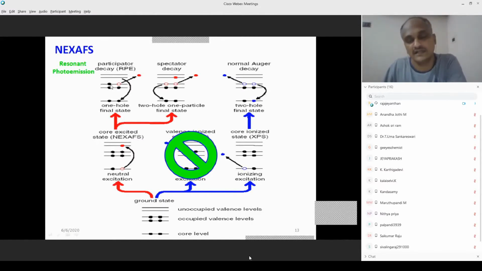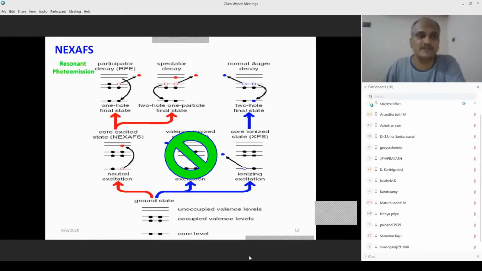In the other case, the core electron that is excited from the core level to the unoccupied valence level will remain there. By taking this energy, one electron in the occupied valence level will be emitted and release energy. By taking this energy, the electron neighboring this valence electron in the occupied valence shell will return to the core level. If it has happened, then it is called spectator decay.